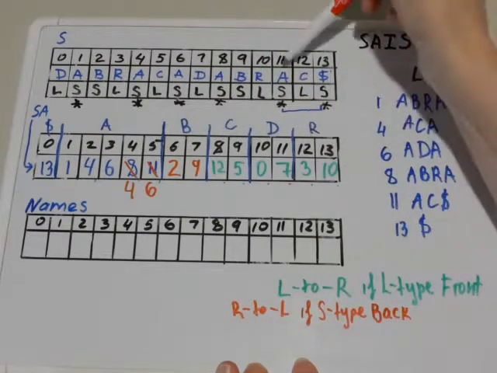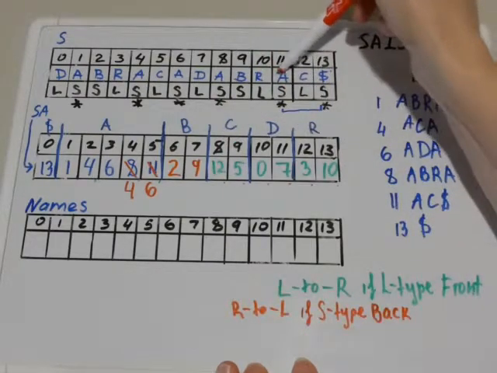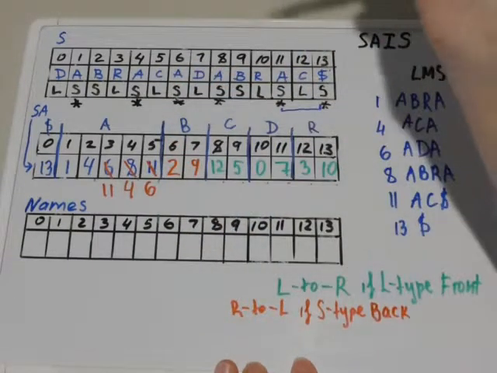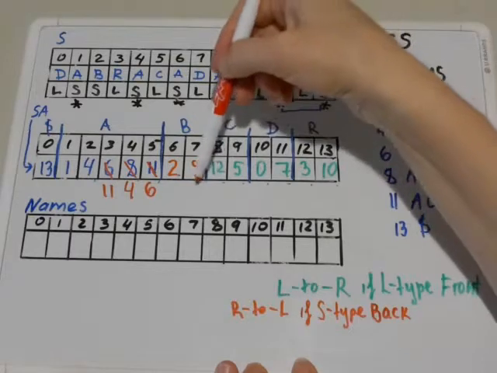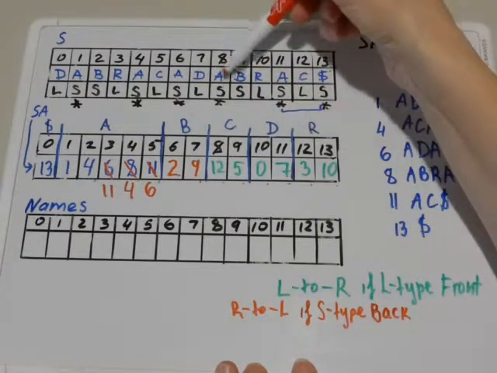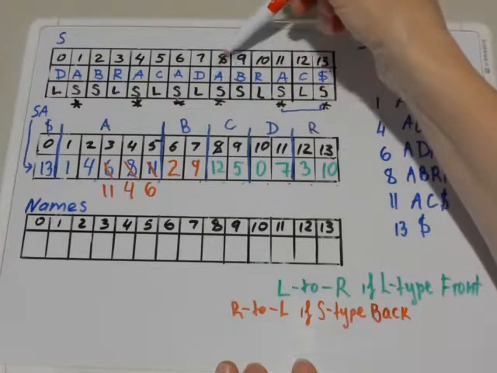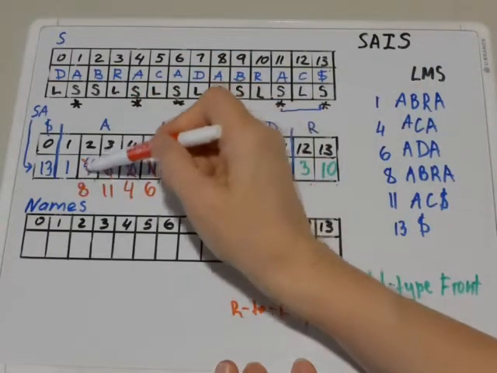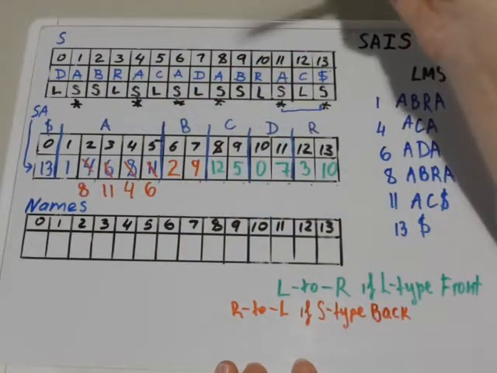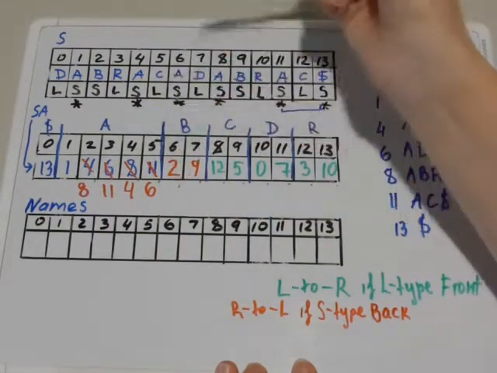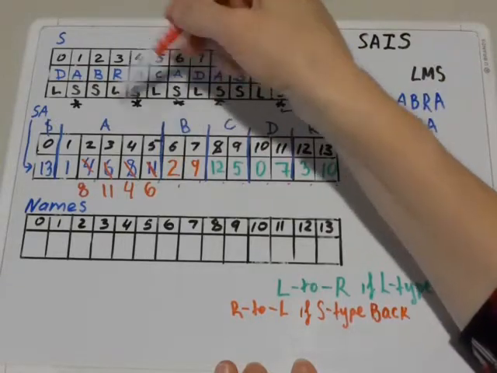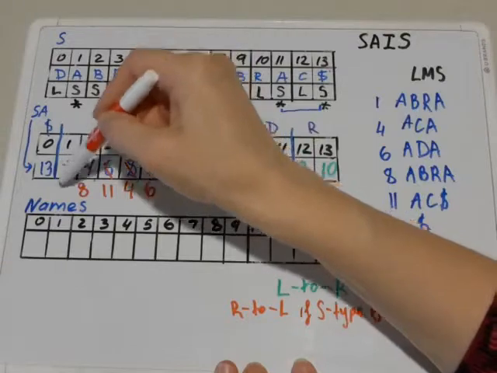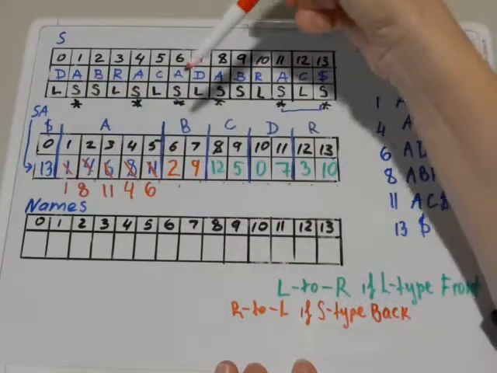12 minus 1 is 11. S type, goes into the A bucket. 11. End bucket. 9 minus 1 is 8. 8 is S type, goes into the A bucket. A position goes into the A bucket, in the back, next back available is here. 2 minus 1 is 1. 1 is S type, A bucket. Will be overwritten with 1.